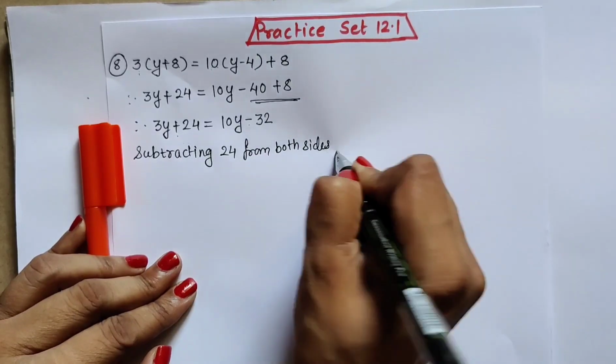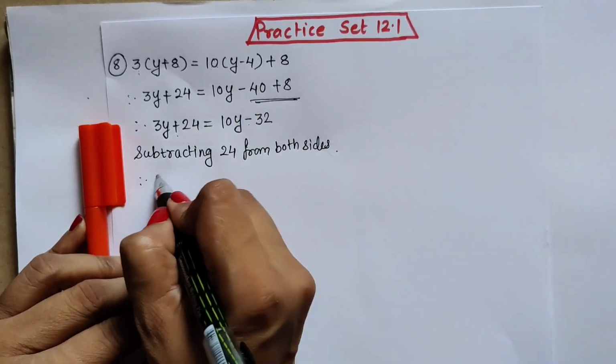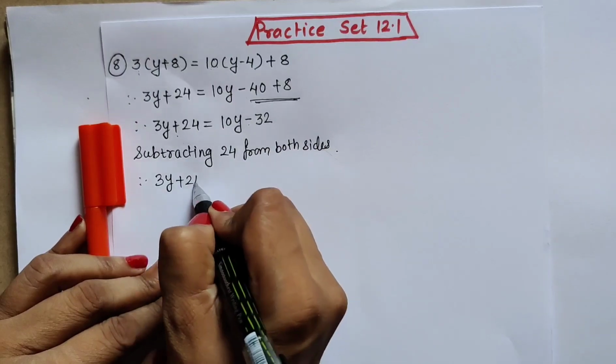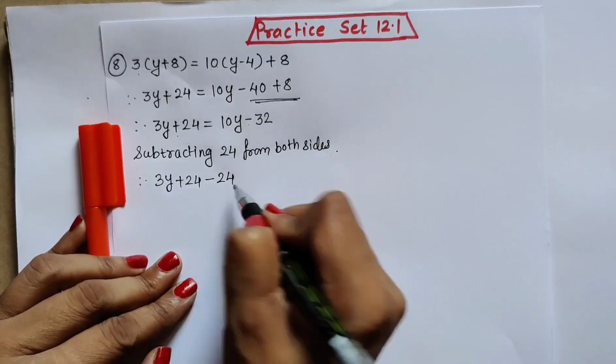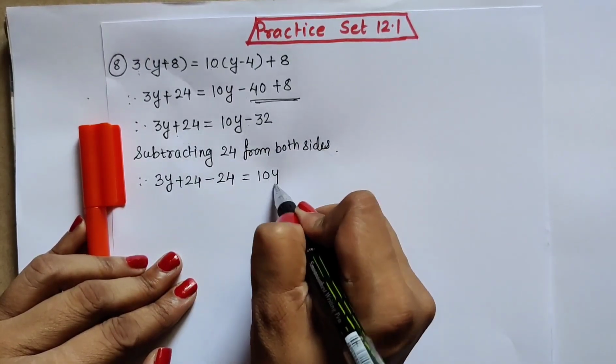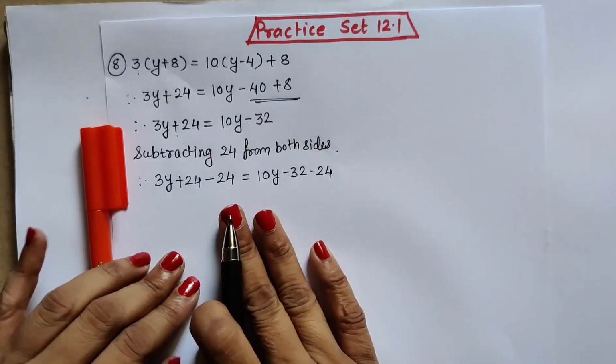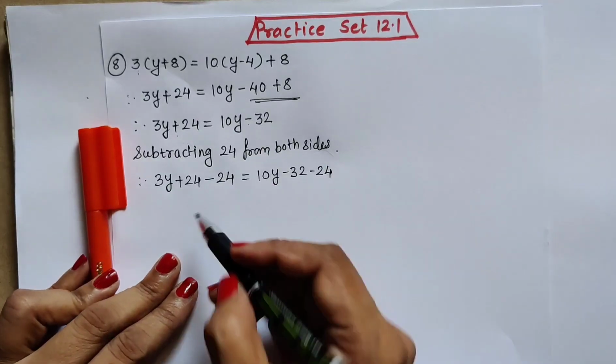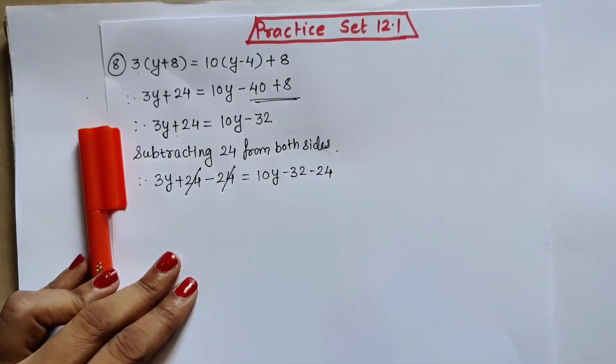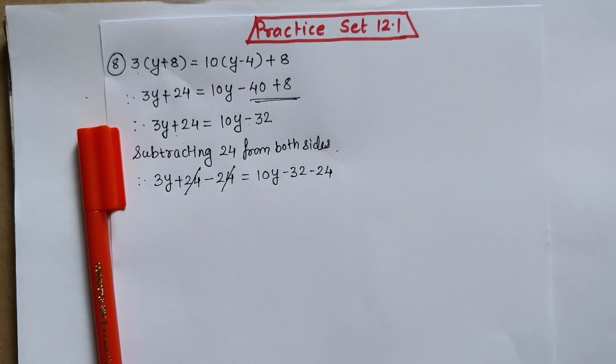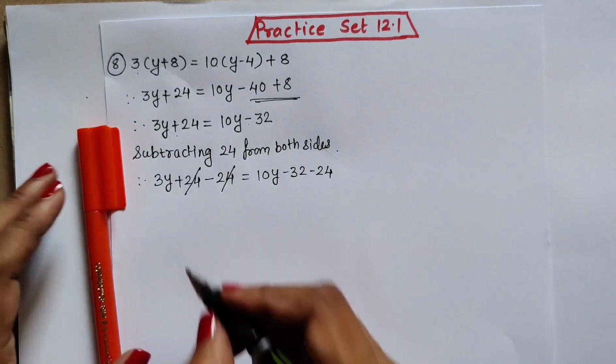So we have to write both the sides and we have to subtract 24. Left hand side is 3y plus 24, subtract 24, that means minus 24. Then right hand side is 10y minus 32, subtract 24. It is minus 24. We have subtracted 24 from both the sides. On left hand side we have got minus 24 plus 24, answer is 0. So it has to be cancelled.